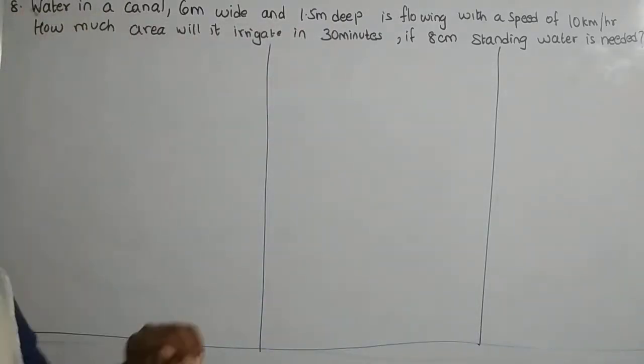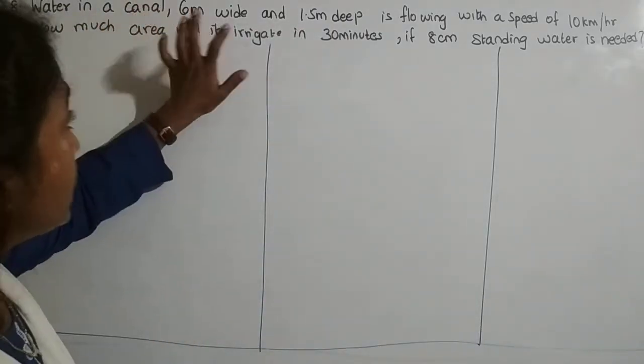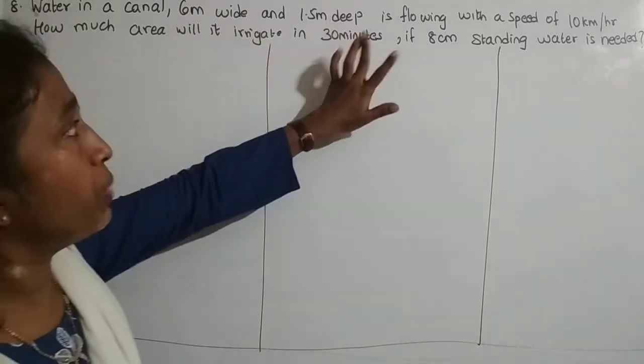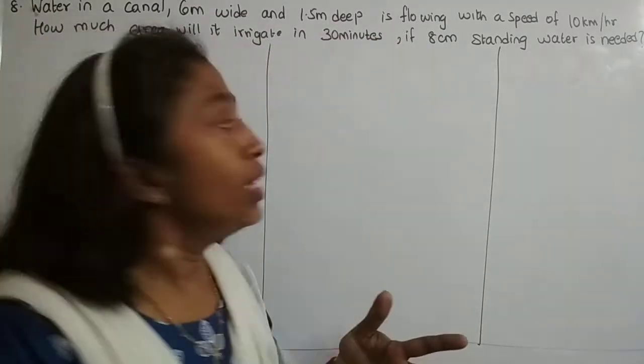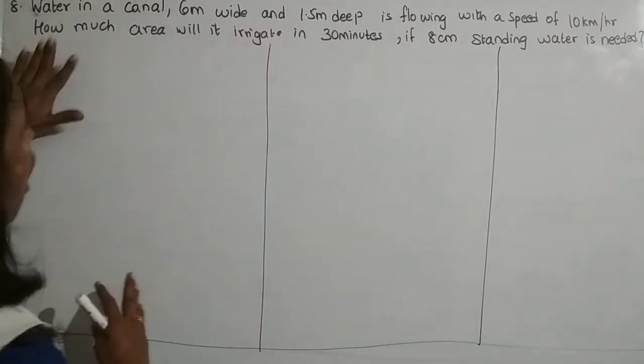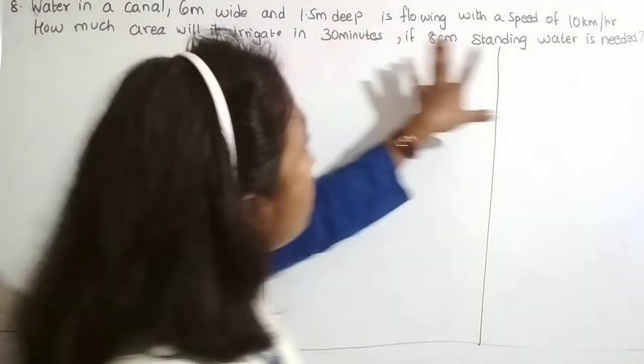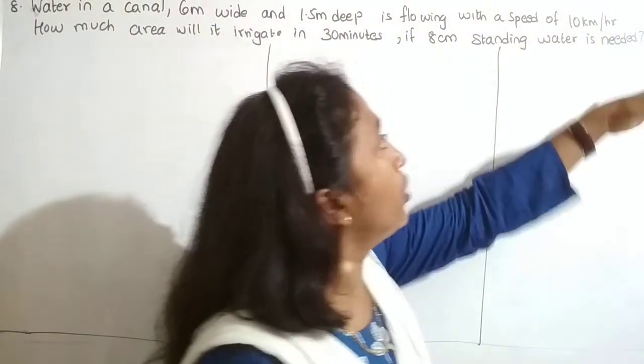Water in a canal. It is a canal 6 meter wide and 1.5 meter deep, flowing with a speed of 10 km per hour. How much area will it irrigate in 30 minutes if 8 centimeter water is needed?